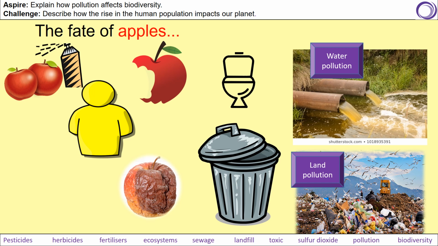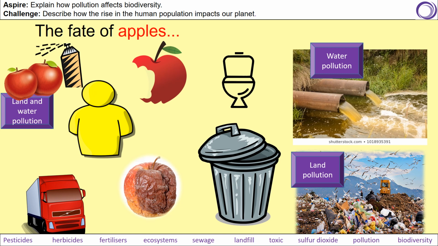Unless organic, those apples will be sprayed with pesticides and fertilisers, and those are going to contribute to land and water pollution. The transport of these apples to its location is going to release a great deal of air pollution into the atmosphere.